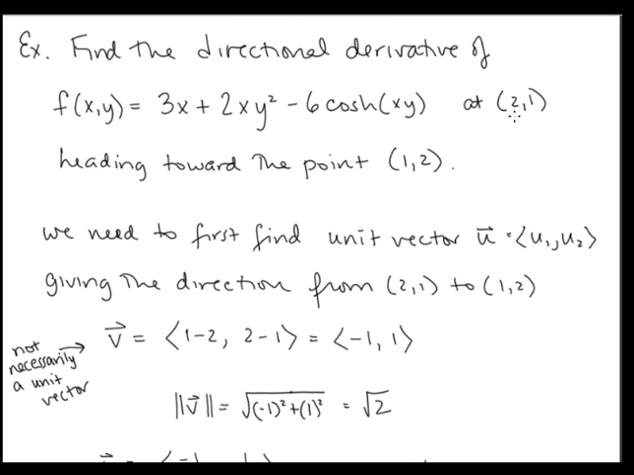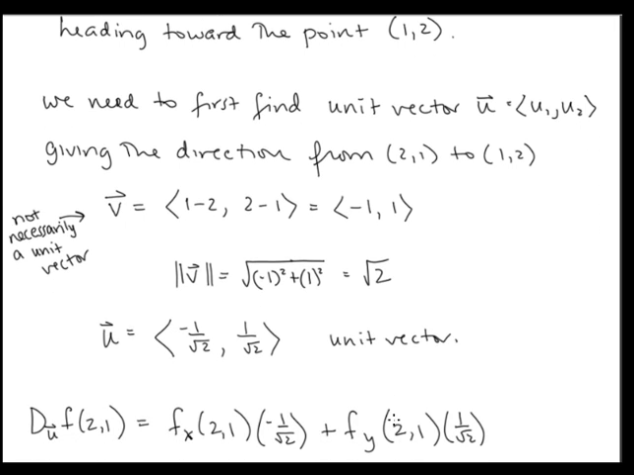So finding the vector from 2, 1 to 1, 2 looks like this. We've got negative 1, 1. And we recognize that its length is equal to radical 2. So in order to scale this to be a unit vector, we're going to divide each component by radical 2. Negative 1 over radical 2, comma 1 over radical 2. That's the unit vector that we need for our directional derivative.